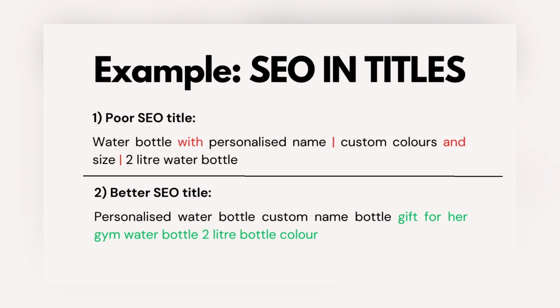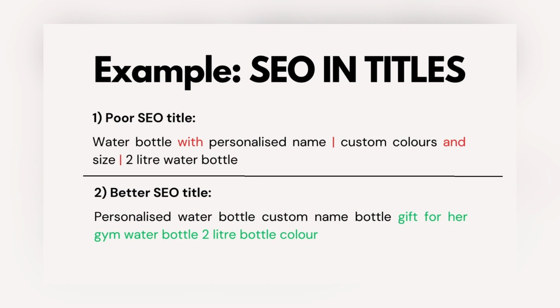So why is title 2 better? Where I have highlighted in green, gift for her, gym, water bottle, 2-liter bottle color, it still has everything related to our product, but it doesn't have anything that is breaking up our words. And we have a good mixture of different keywords, short tail and long tail keywords. So for example, someone might just type in gift for her for generic ideas of a present, but someone else could type in personalized water bottle, which is more specific. But because both of these phrases are in our title, our products will still show up in any of these searches because we have these keywords without any words or dashes or commas or full stops breaking our title apart.